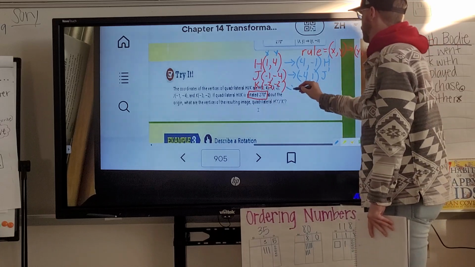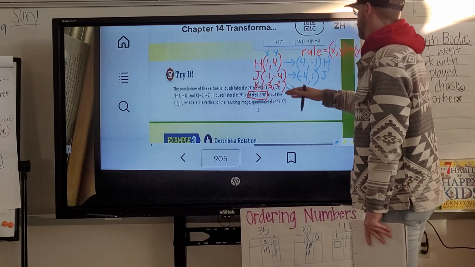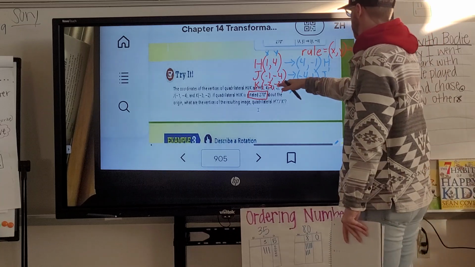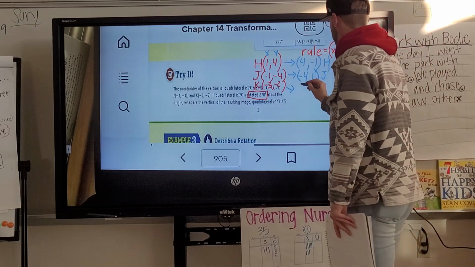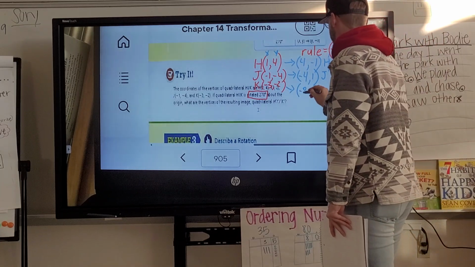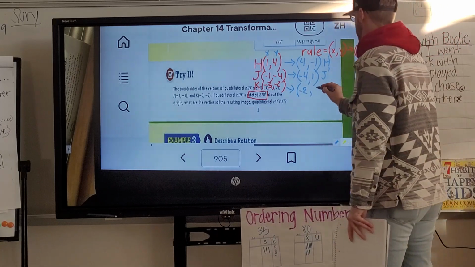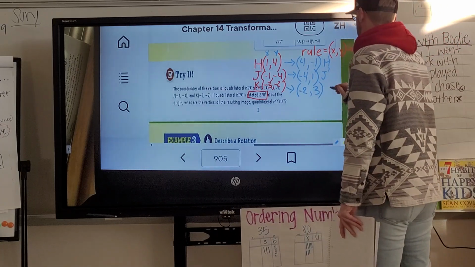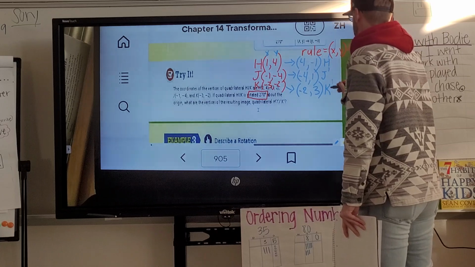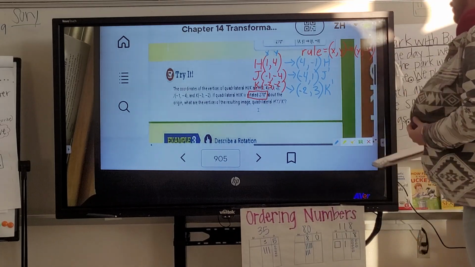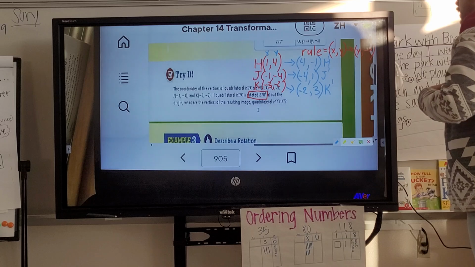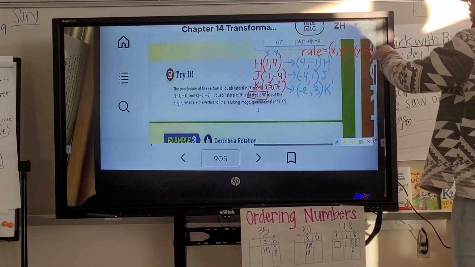And lastly, we have K. So -3, -2. So again, the -2, the y value, will come first. And my -3 will change to a regular 3 because I needed the opposite, and it will go last. And that is for K. Okay, those are my new vertices. The resulting image is quadrilateral HJK.